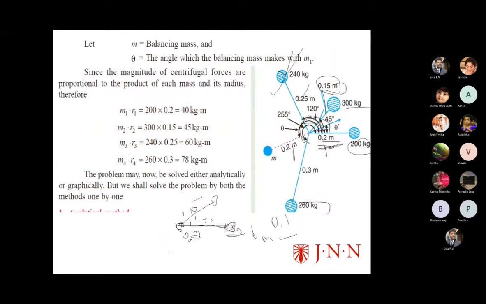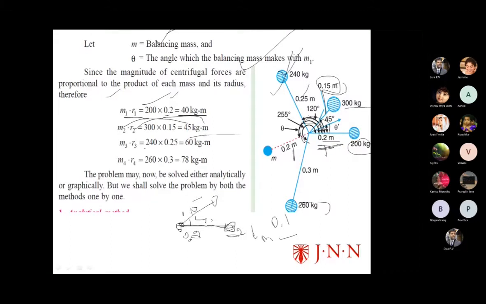So now M equal to balancing masses, theta equal to angle which the balancing mass makes with M1. Right? So since the magnitude of centrifugal forces are proportional to the product of each mass and its radius, therefore M1 into R1 equal to, so M1 200 into R1 0.2 equal to 40 kilogram meter. So M-ஓட unit kilogram, R distance-னால meter-ல, kilogram meter.